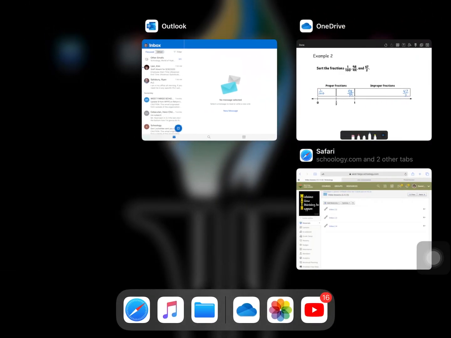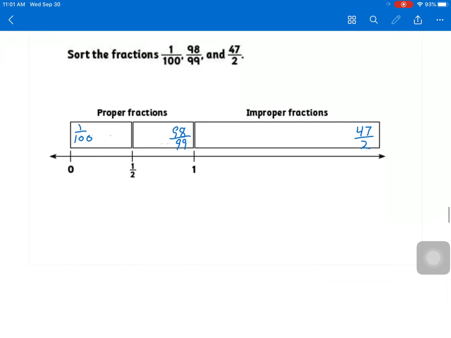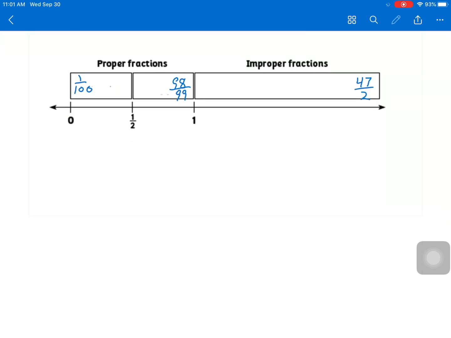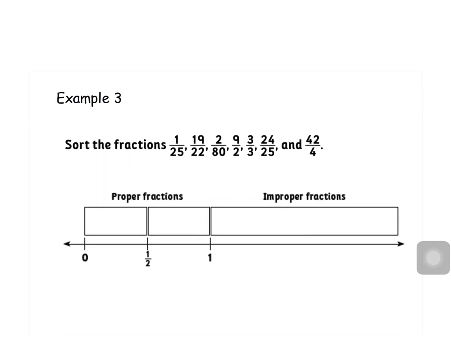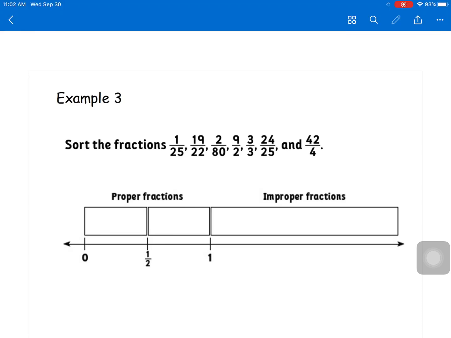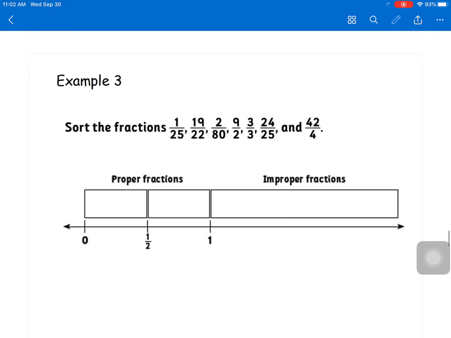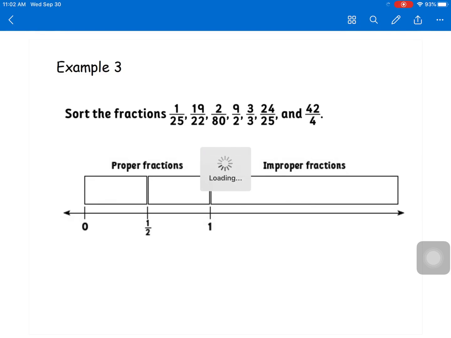Oops. Lost my pen. There we go. Here. It's loading. Give me 1 second here. Well, hopefully this finishes soon so we can continue with the video.